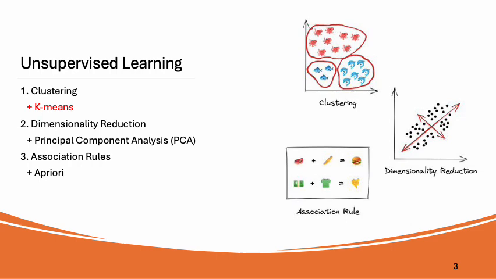The second topic is dimensionality reduction, a technique used to condense high-dimensional data while preserving its essential features. The most widely used method for this purpose is principal component analysis. PCA identifies the key sources of variance in the data and simplifies it accordingly. This method is particularly valuable in image compression, noise reduction, and data visualization.